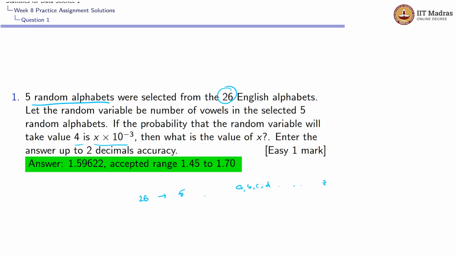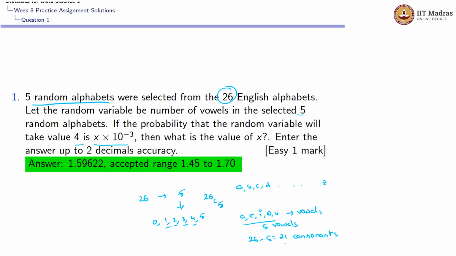The total ways of doing that would be 26C5. Since we are selecting 5 alphabets, and the random variable is the number of vowels in these 5 selected alphabets, we could have 0 vowels, 1 vowel, 2 vowels, 3 vowels, 4 vowels or 5 vowels itself. Since we have a total of A, E, I, O, U, these are all the vowels, so we know that there are 5 vowels. The remaining would be 26 minus 5, which is 21 consonants. So we have 21 consonants and 5 vowels.